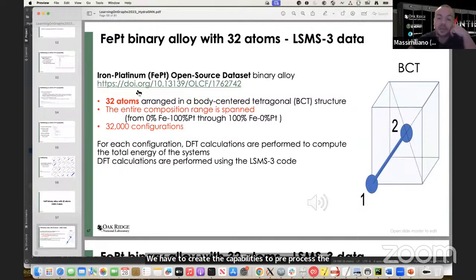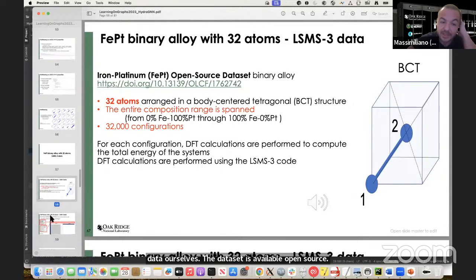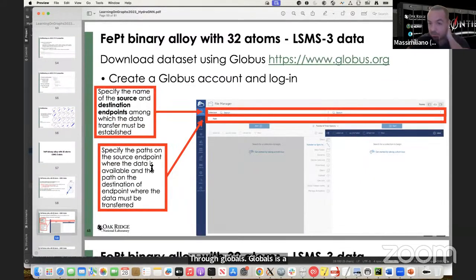The dataset is available open source through Globus. Globus is a very useful app that allows you to download and transfer across multiple endpoints large volumes of data. So for instance, if you have gigabytes of expensive calculations that you ran on a supercomputer, and you want to download it on a DGX machine, or transfer data across supercomputers, Globus is a very good candidate application for that.